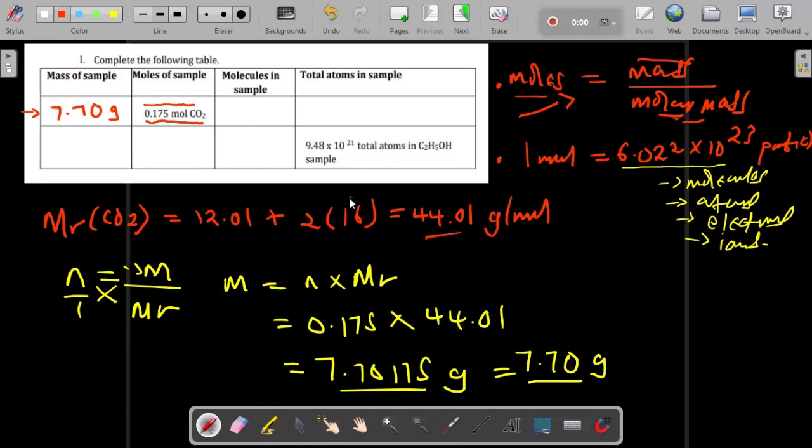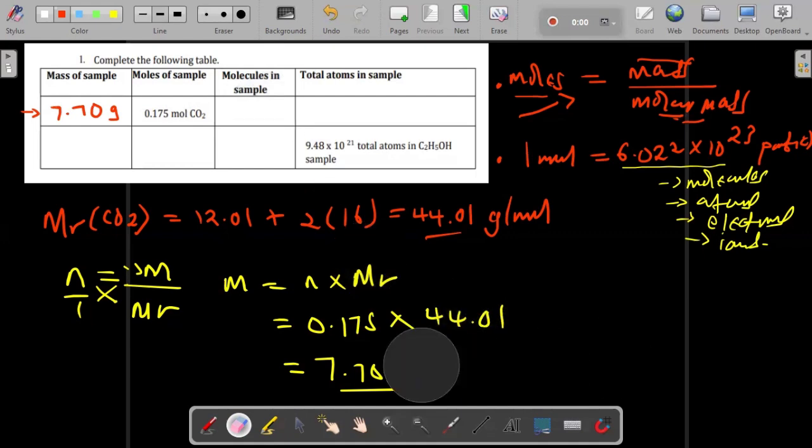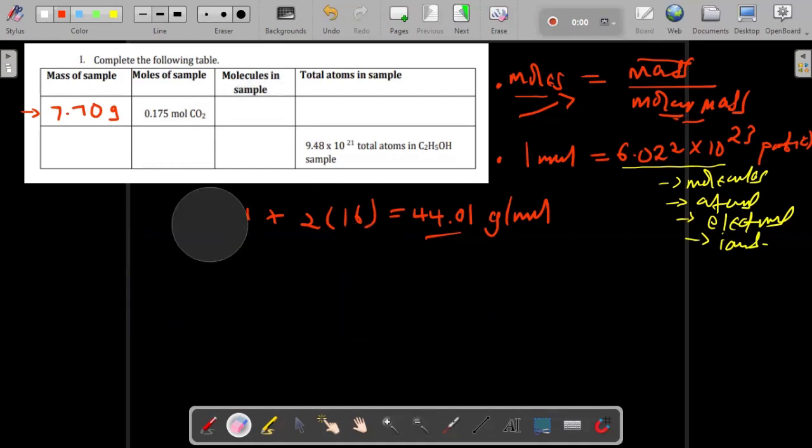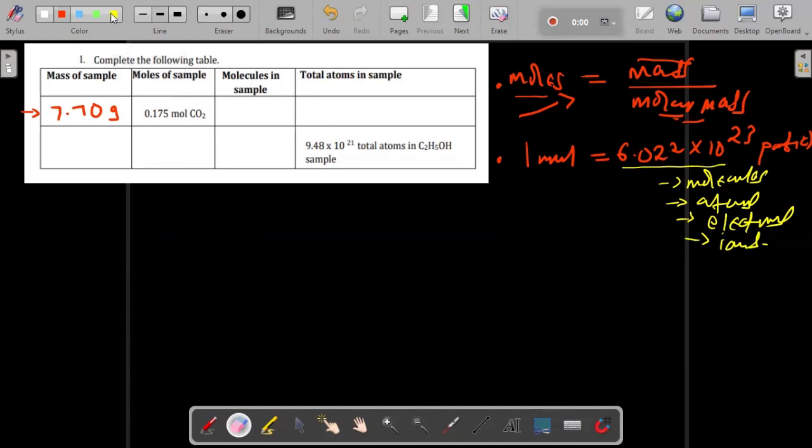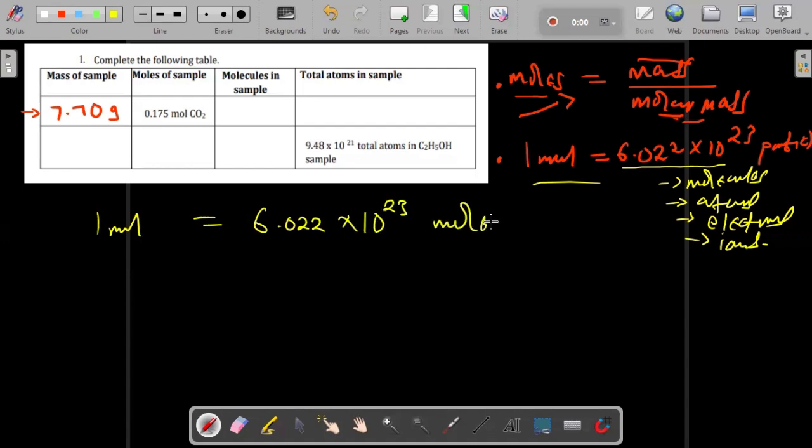Okay, so if there are no questions, then we can move on now and use this number of moles that we've been given there to calculate the number of molecules in the sample and finally the number of atoms. All right, so to calculate the number of molecules, we are going to use this relationship here. We are going to say 1 mole of carbon dioxide contains 6.022 multiplied by 10 to the power 23 molecules.